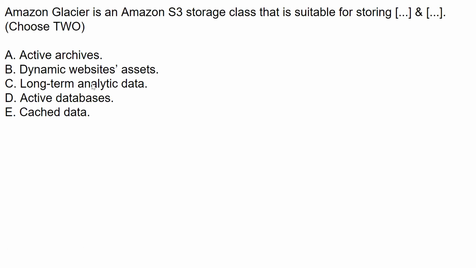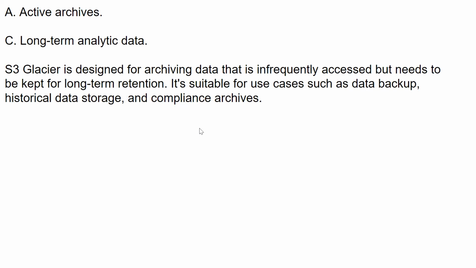Amazon Glacier is an Amazon S3 storage class that is suitable for storing blank and blank. Active archives, dynamic websites, assets, long-term analytic data, active databases, cached data. Active archives and long-term analytic data. Glacier is designed for archiving data that is infrequently accessed but needs to be kept for a long term.